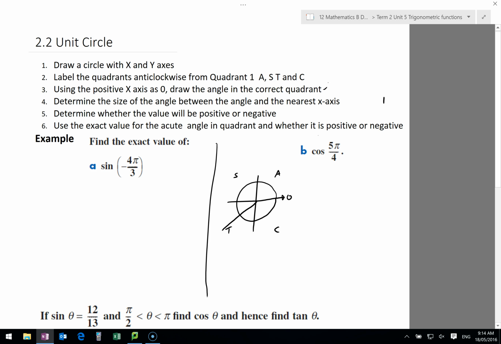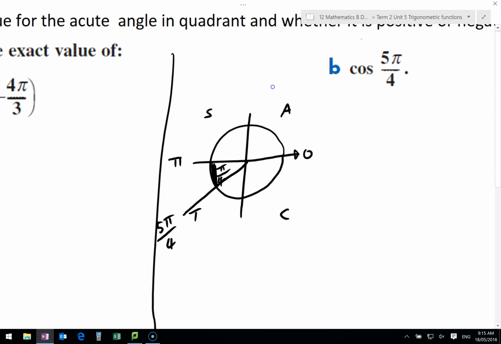Determine the size of the angle between the angle and the nearest x-axis. So I need to find what's that little bold angle in there. I know this angle all the way is 5 pi on 4. I know this is pi radians here. I need to find the difference between 5 pi on 4 minus pi. If you struggle, you can use the calculator, but we should be okay with changing pi to 4 pi on 4 and then doing the subtraction over this on the top. Pi on 4. So this little angle in here is pi on 4.